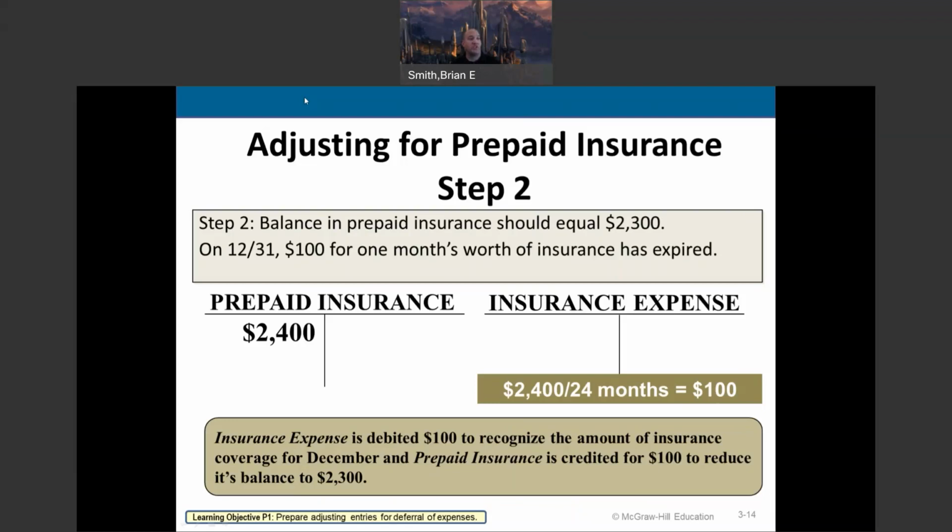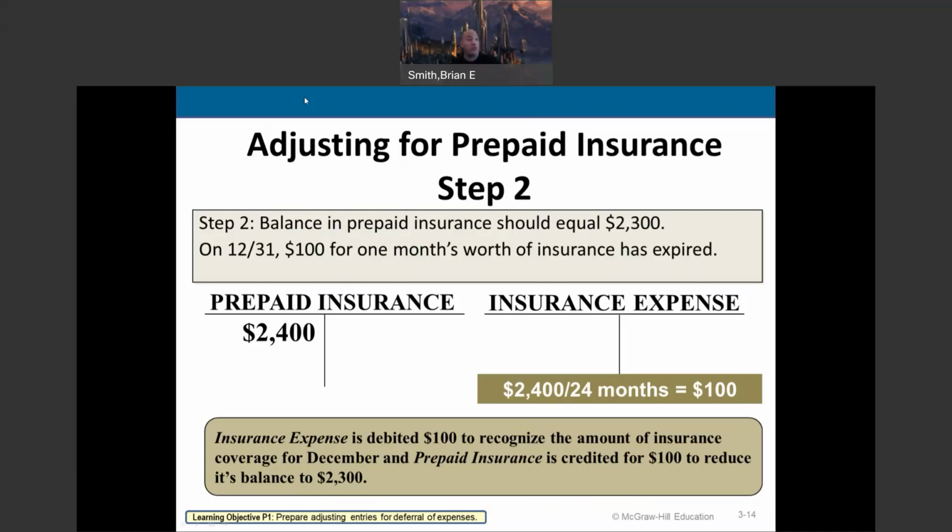Now we're going to prepare adjusting entries for accrued expenses. Now these are expenses that we have used, but we haven't accounted for yet. We haven't recorded them yet. The most common of these is utilities, okay? So when we realize that we have these expenses that we haven't recorded yet, we're going to debit the expense and credit the liability because we realize we owe it at that point.